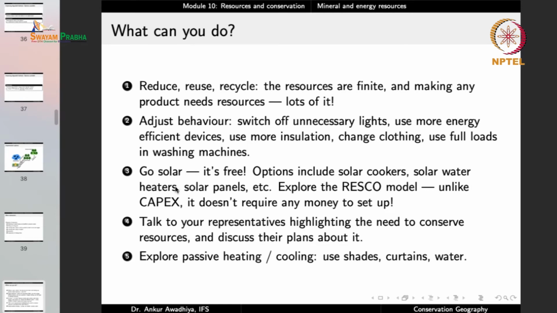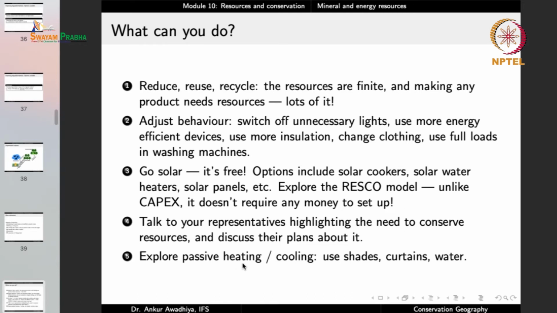Go solar or use more renewable resources. It's free. Options include solar cookers, solar water heaters, solar panels and so on. And in this case we can explore the RESCO model, because unlike the CAPEX model, it doesn't require any money to set up.